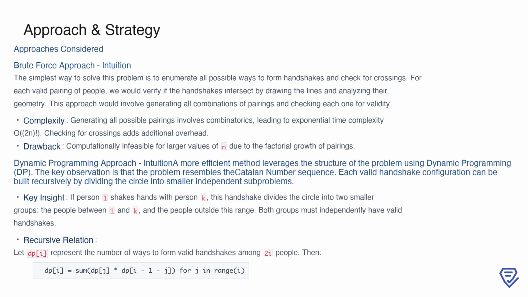By leveraging the structure of the problem, we observe that it aligns with the properties of the Catalan number sequence. The key idea is that every valid handshake configuration can be built recursively by dividing the circle into smaller, independent subproblems. For instance, if person 1 shakes hands with person K, this handshake creates two separate groups, the people between 1 and K, and those outside this range. Both groups must independently satisfy the condition of valid handshakes. This insight forms the foundation of our dynamic programming solution.